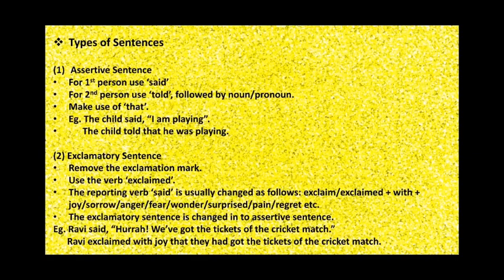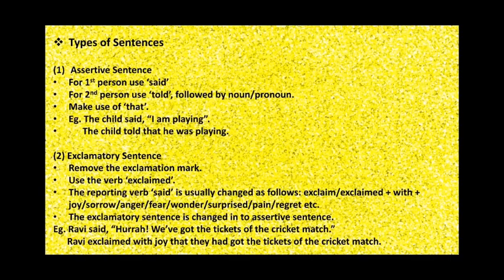Next, the exclamatory sentence is changed into assertive. That means as we remove the exclamation mark, the exclamatory sentence that was there earlier in the direct speech changes into the assertive sentence in the indirect speech. Why? Because we put a full stop there.